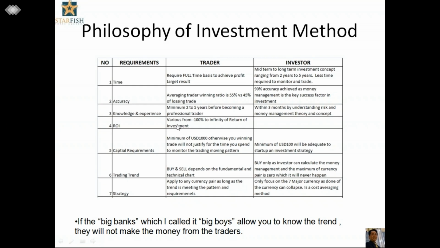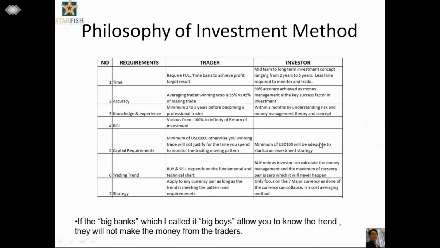In terms of ROI, for a trader it ranges from negative 100%, meaning you lose the full account, to infinity, unlimited. Some trader accounts can get a profit of 1 to 2,000%, which is also possible. Capital requirement wise, the minimum for a trader is 1,000, because otherwise your trading size will be too small. It will not justify the time that you spend trading.